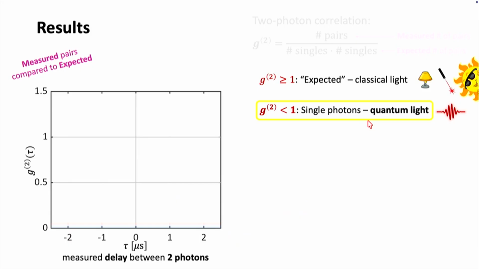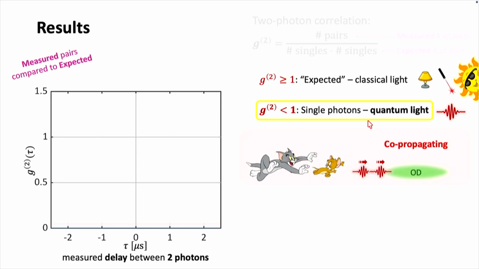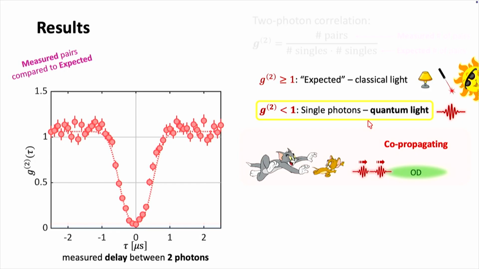So what we're going to see here on the y-axis is this ratio, and on the x-axis, it's the delay between the two photons. So when the delay is 0 in the center of the graph, the photons arrived exactly at the same time, but towards the edge of the plot, the photons arrived with some delay. And now we start with the previous geometry, the co-propagating one. So now the photons propagate together. And what we measure is this. So let me walk you through this. So first of all, we see that we have a dip that goes below 1. So as we expected, we are indeed measuring single photons.